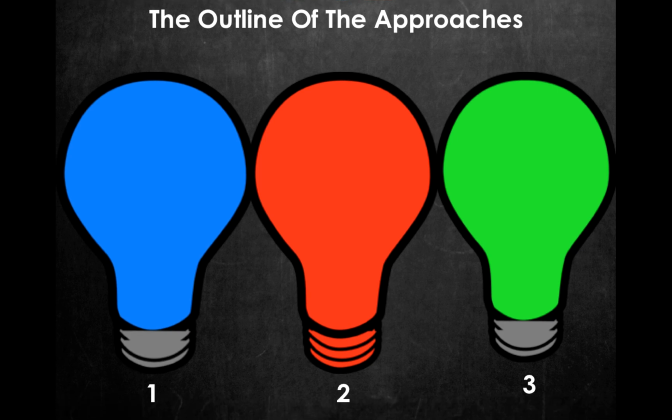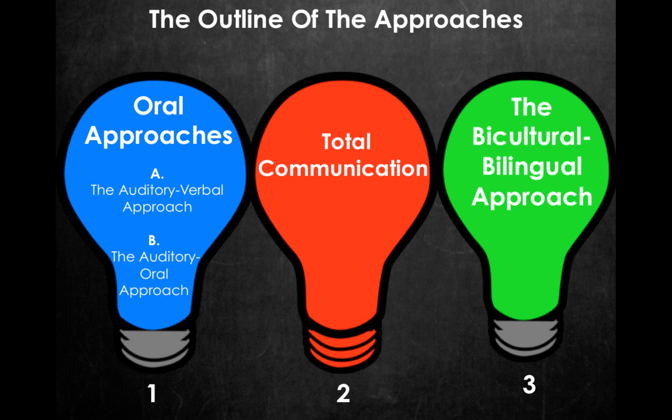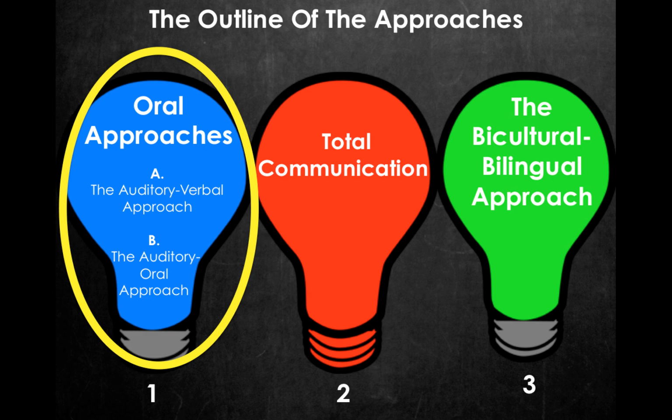So, there are three major ones. The oral approaches breaks down into two parts: the auditory verbal approach and the auditory oral approach. Total communication, and the third one, the biocultural bilingual approach. So we're going to take a look at oral approaches. First, the auditory verbal approach.